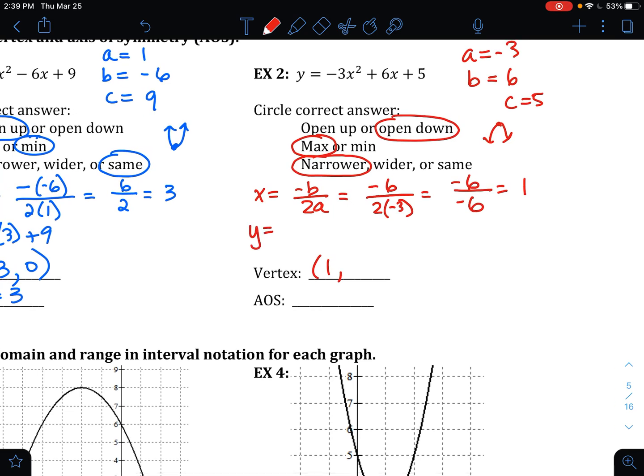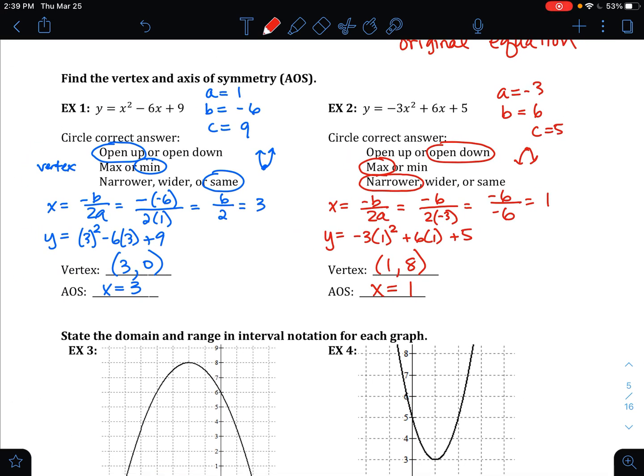Now I'm going to plug in 1 for x. So I'm going to be doing negative 3 times 1 squared plus 6 times 1 plus 5. Again, you can type that into your calculator. You should get 8, so you might double check that. And then the axis of symmetry is going to be x equals whatever that x value is in the vertex. So x equals 1.